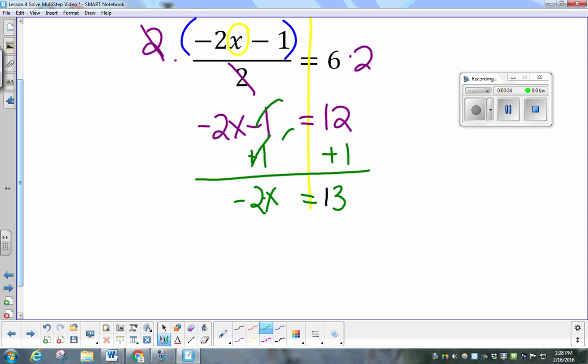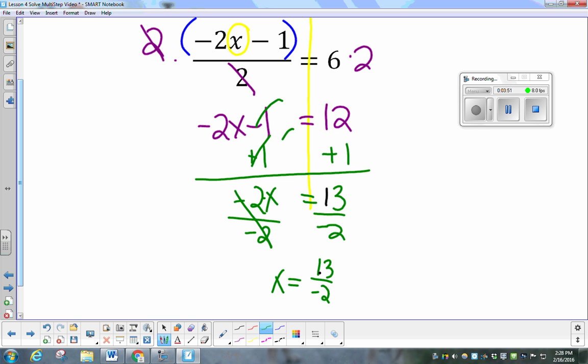Now I've got negative 2 times x, so I need to divide by negative 2. Make sure you divide by negative 2, not just 2. I need negative 2 over negative 2 to leave me with just 1x. Divide this side by negative 2 as well, and I'm left with x equals 13 over negative 2.